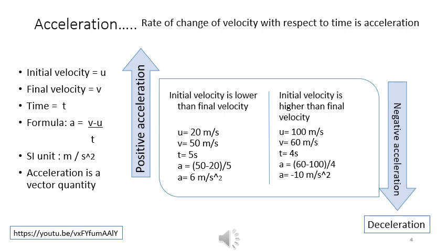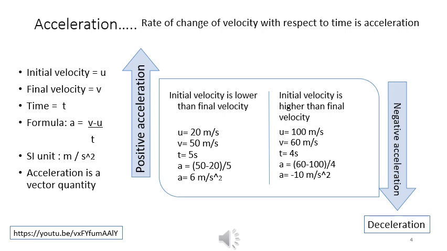This kind of motion is known as accelerated motion. If you plug in the values of v, u and t to find the SI unit of acceleration, you will get the unit as meter per second square. And acceleration is a vector quantity because we need to know the acceleration with respect to magnitude as well as its direction.